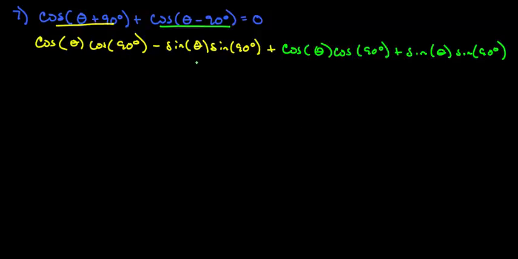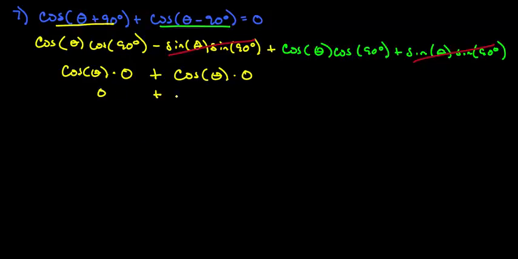So let's see here. I've got a sine theta sine 90 that's negative, and then I have a sine theta sine 90 that's positive. So let's get rid of those two guys. Now we've got cosine of theta times cosine of 90 degrees. Well, the cosine at 90 is 0. So this guy is cosine theta times 0 plus, same thing over here, cosine theta times 0. So this guy is 0, this guy is 0, and you end up with just 0.